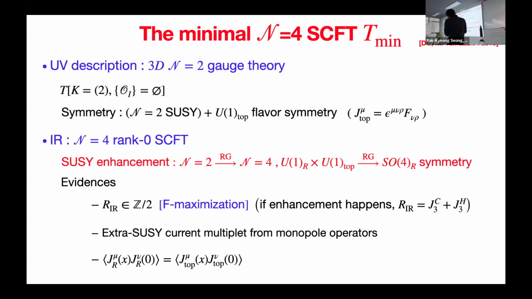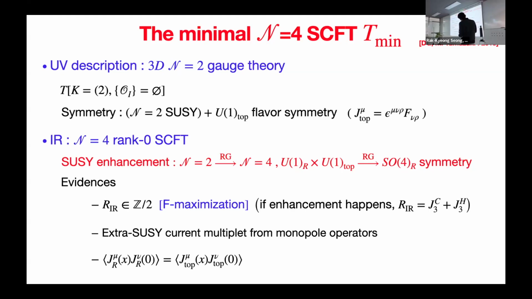With various non-trivial pieces of evidence, we argue that this theory will flow under the RG with supersymmetry enhancement to N=4. Under the RG, the U(1) R-symmetry and the U(1) topological symmetry are enhanced to the SO(4) R-symmetry of 3D N=4 supersymmetry. And there is a very non-trivial consistency check of this using the localization technique, and we now strongly believe that this enhancement really occurs.